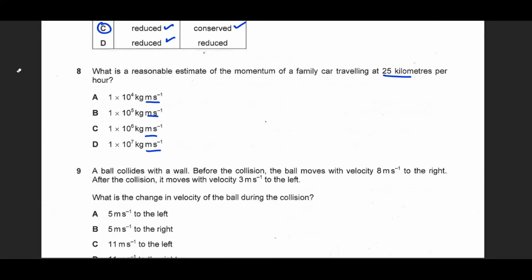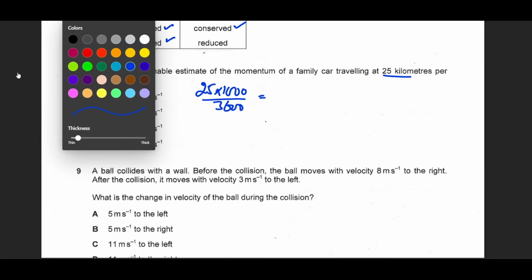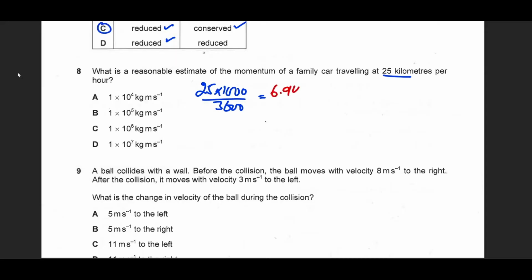So the first thing you're supposed to do is convert the speed into meters per second. That will be done by 25 into 1000 divided by 3600. This is what you do in O levels and IGCSE. This comes out as 6.94 meters per second of speed. Now, a family sedan or a family car has a mass ranging from 1200 to 1500 kilograms, right? This is generally what should be a part of your knowledge as well. Since we want to find the momentum, we're supposed to multiply this with either this or this and just see what you get.